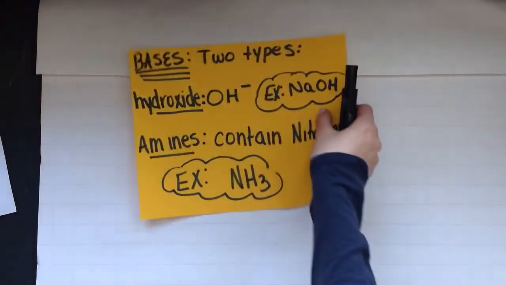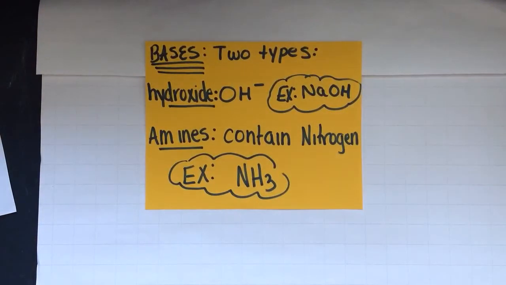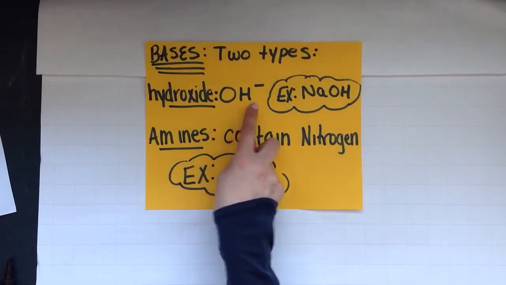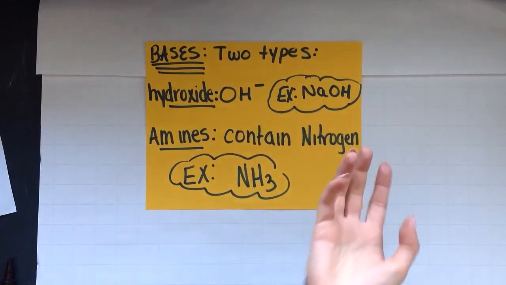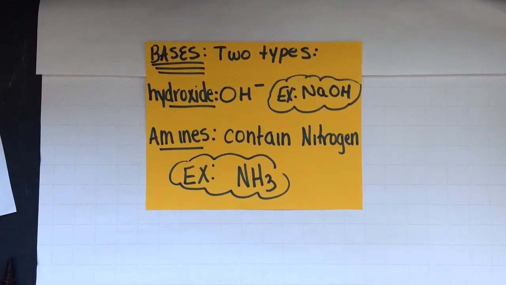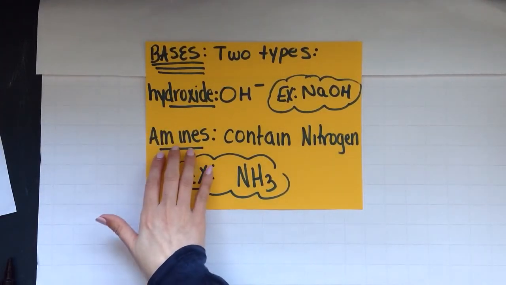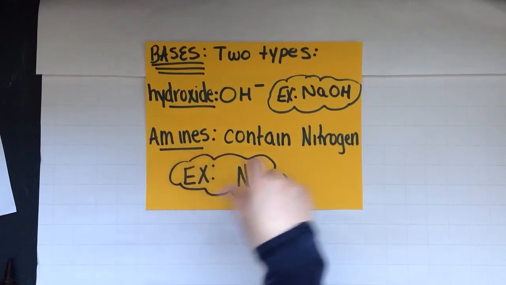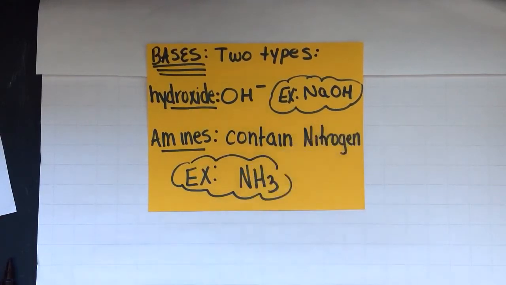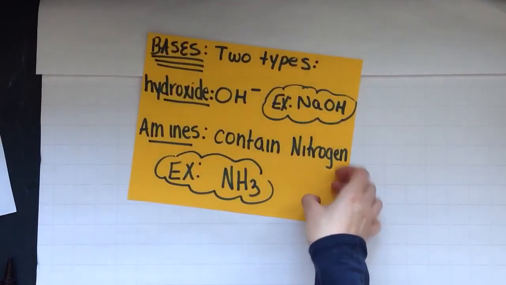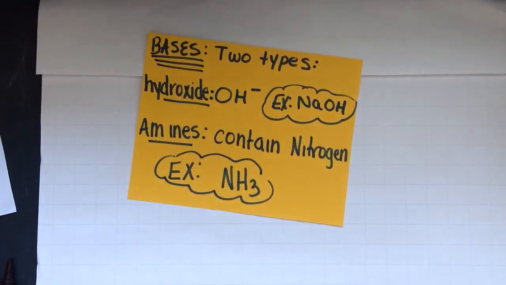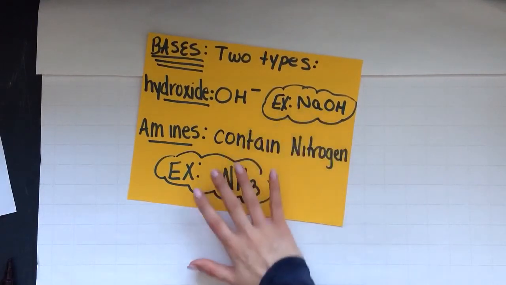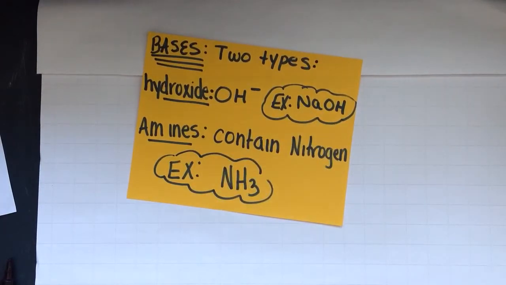Bases: there are two types of bases. There are bases that have hydroxides in them, like sodium hydroxide, calcium hydroxide, lithium hydroxide. And then there are bases that are classified as amines, and those are bases that contain nitrogen. For example, NH3. So these are both examples of bases. The bases that have the hydroxides tend to be stronger than the bases that have amines in them.